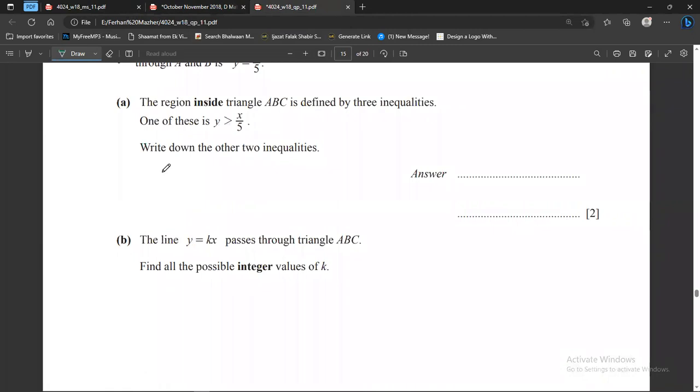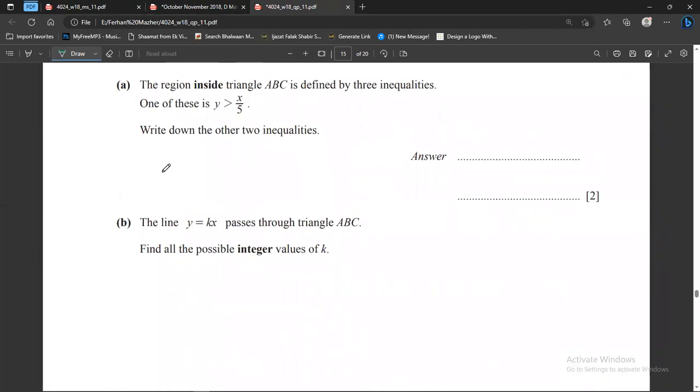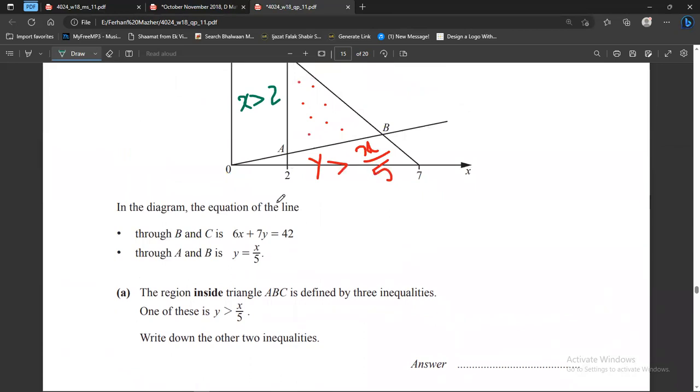Then he says the line y equals kx passes through the triangle ABC. Find all the possible integer values of k. So you know this equation y equals kx. This is a line which is passing through the region. The lines y equals kx are those lines which pass through the origin, and their y-intercept is 0. So here k is the gradient of that line. One of these lines is this one, 1 by 5.